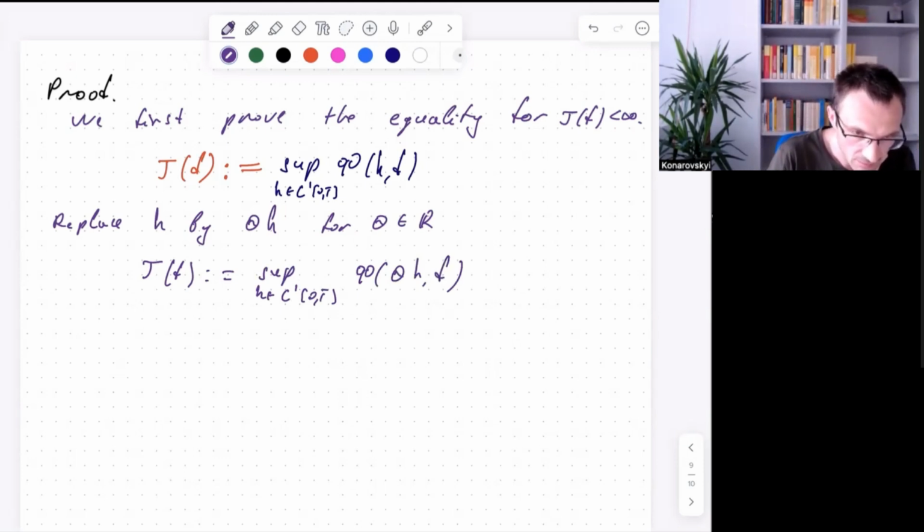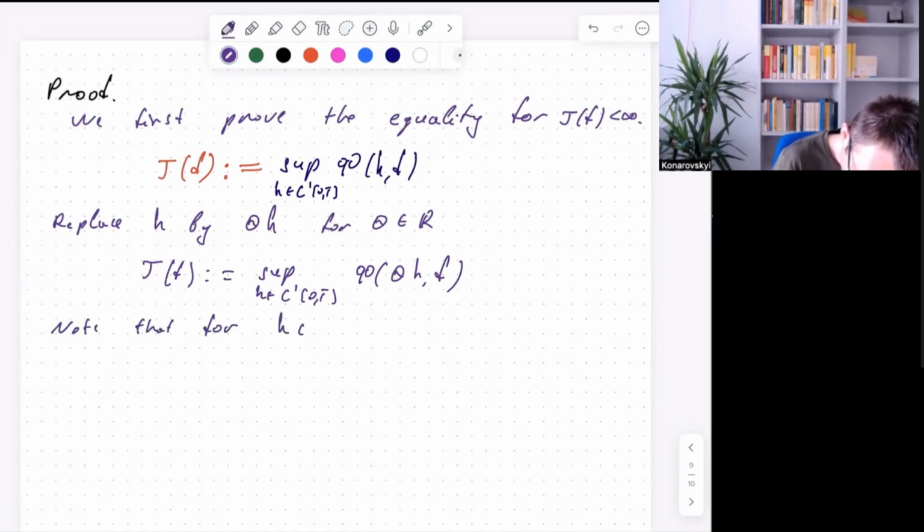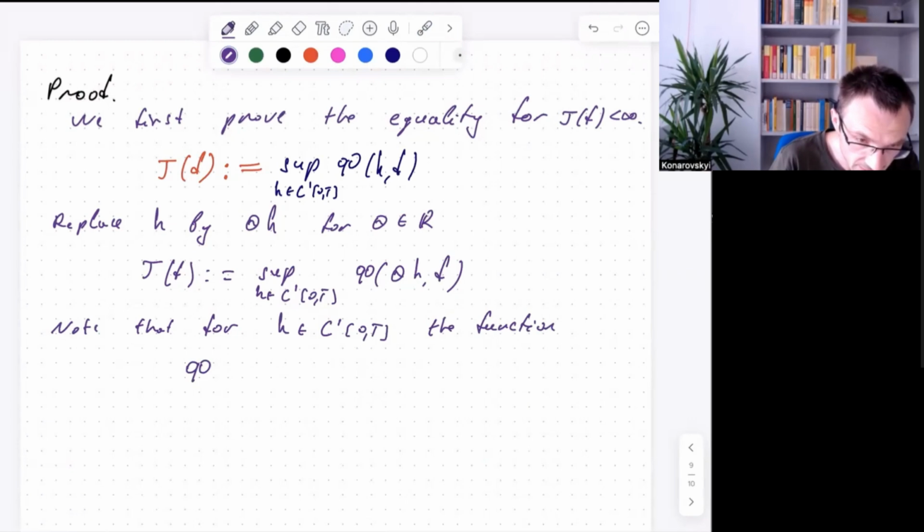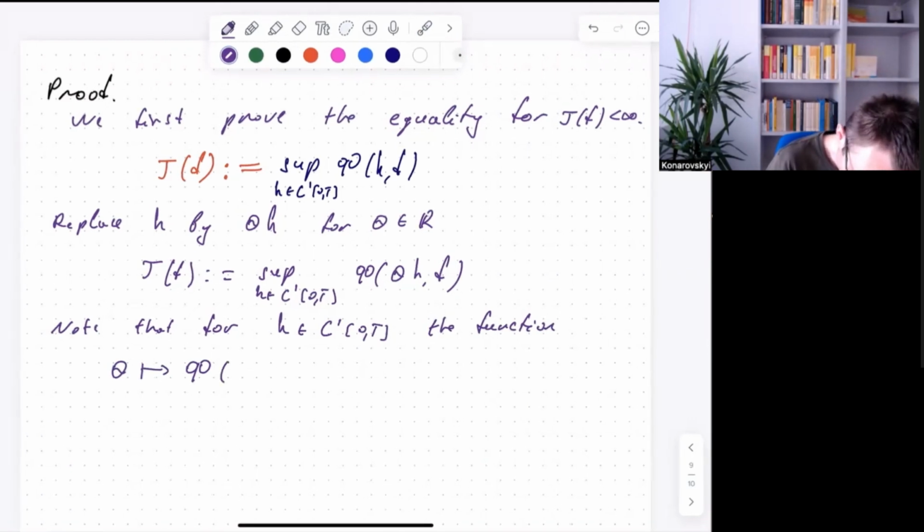And then let's note that for h from C1, 0t, the function phi, I'm sorry, the function of theta, that is the function phi of theta h comma f.